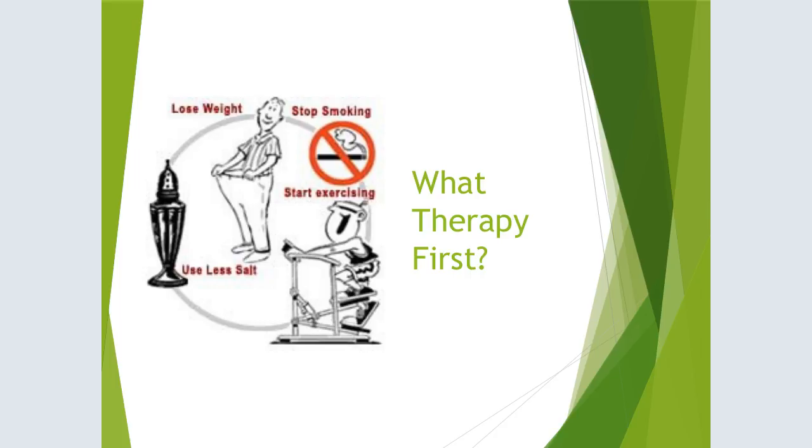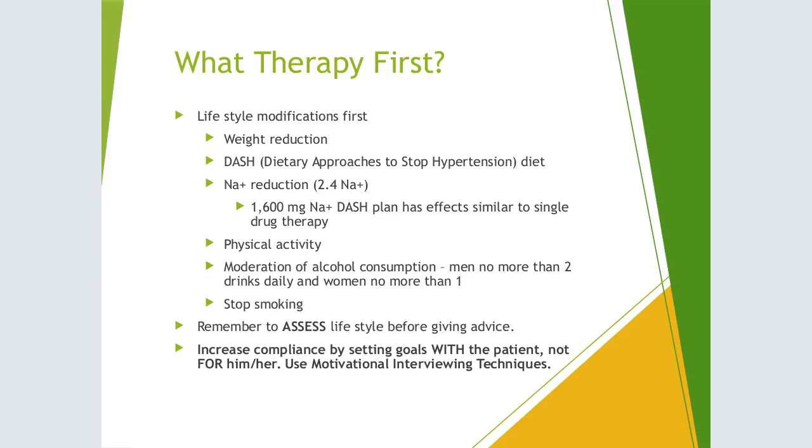How are we going to get them to those numbers? Well, we're going to figure out which one we're going to do first. And it's not the chicken or the egg. You got to do all these things together at the same time in order to make this happen. So you start with lifestyle modifications first. You work on weight reduction. You try the DASH diet. You work on reducing sodium.